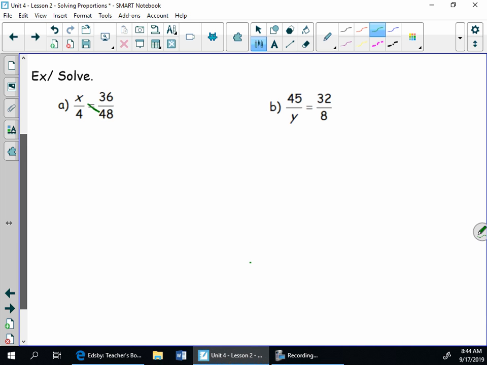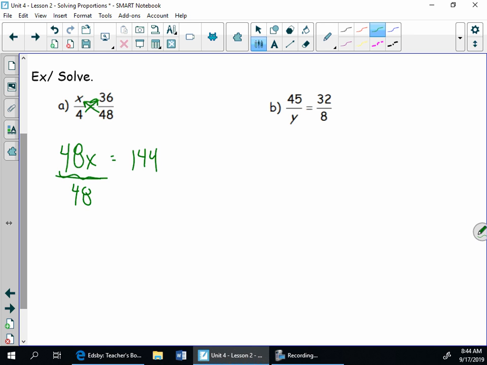Well, I'm going to multiply diagonally. 48 times x makes 48x. And 4 times 36 is 144. And I know these two things have to be equal because I have a proportion, 2 fractions, that are equal. Well, that gets rid of the fractions for me. How do I solve this? Our big idea from yesterday is, if I have things that are multiplying, which I do, I can get rid of them by doing the opposite. Divide by 48. If I do one side, I do the other side, and x is 3. We've solved it. That's it, that's all.